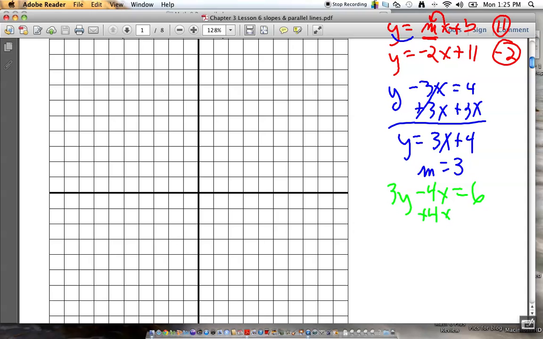Selena added 4x on her paper. And then she did that, and she got 3y equals 4x plus 6. Then she divided by 3, and then you didn't put a divide by 3 under here. I'm pretty sure I'm right about that. Right? Because you got to divide everything by 3.